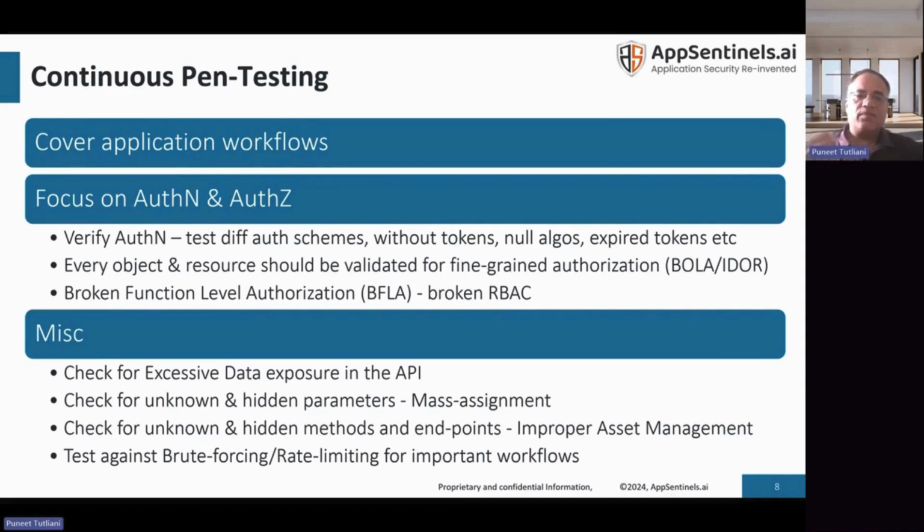So, these are some important aspects. And then continuing on that, there should be mechanisms to test whether the APIs are leaking excessive data or any sensitive data. Are they handling any unknown parameters or new parameters which are not seen regularly in the APIs? Are there any hidden methods or endpoints which are not exposed, but because somebody just kept them there and the coding framework actually supports them, are those lurking risks for the organization? And also testing APIs against brute forcing and rate limiting for important workflows.